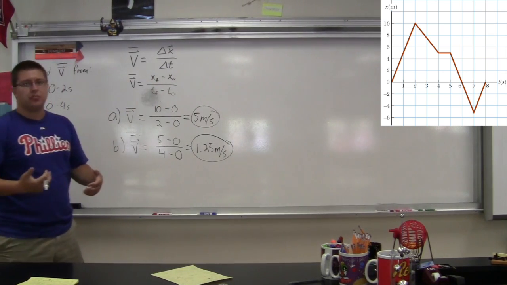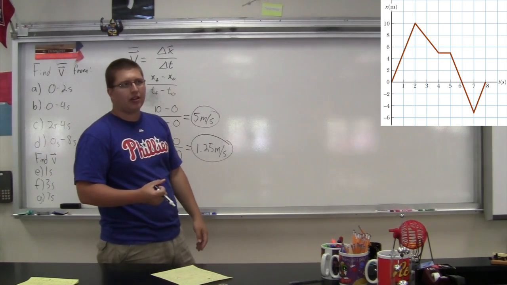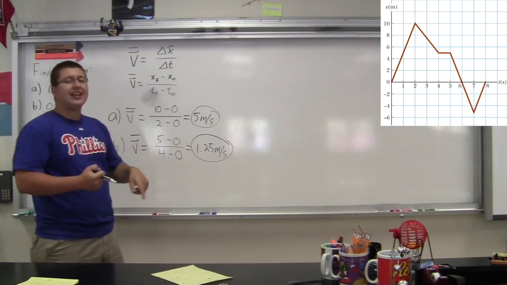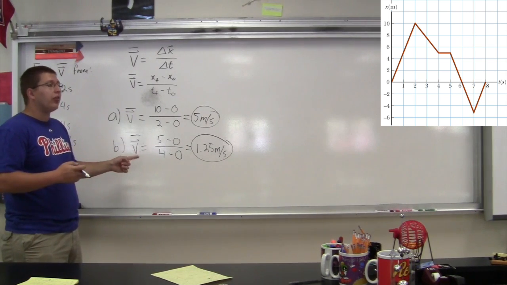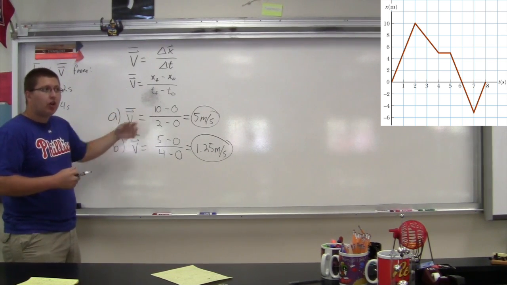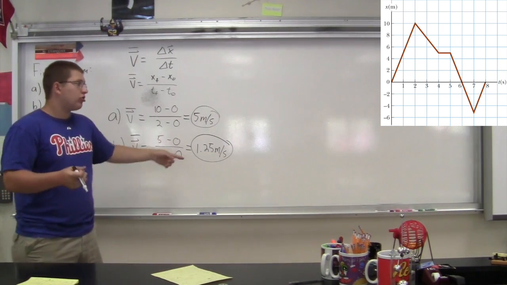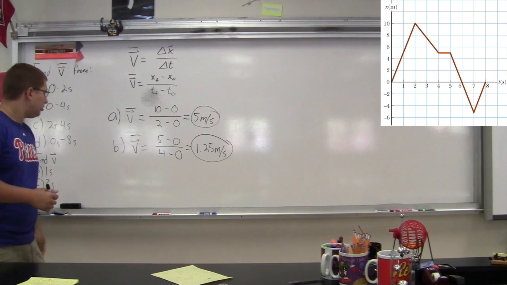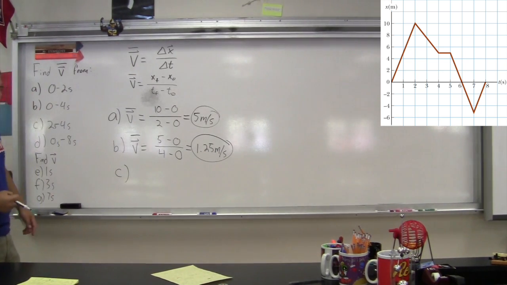That should make sense, because if you look at the graph from 0 to 2, it has a positive velocity. From 2 to 4, it has a negative velocity. So the average should definitely go down. We have positive velocity here. We have a negative velocity from 2 to 4. So the average should go way down. And it did.